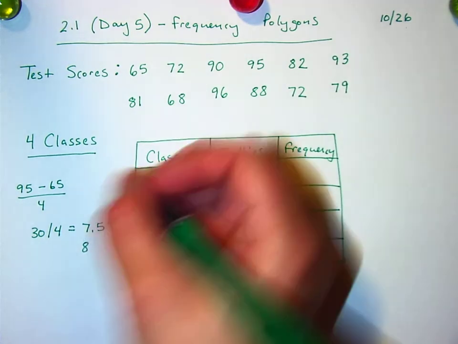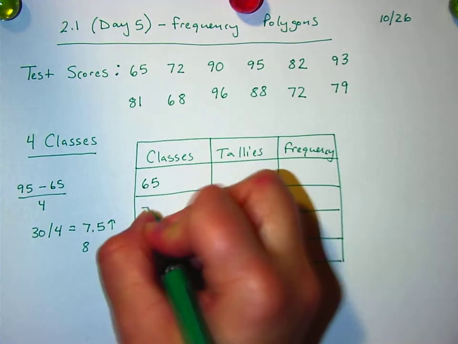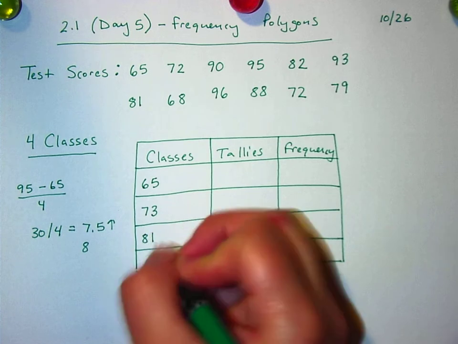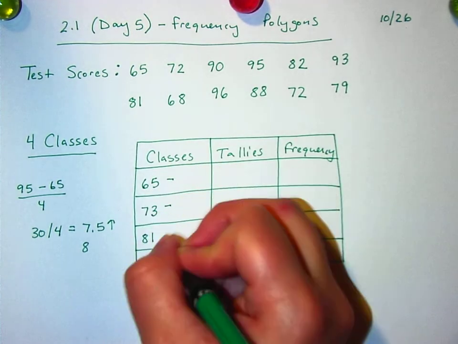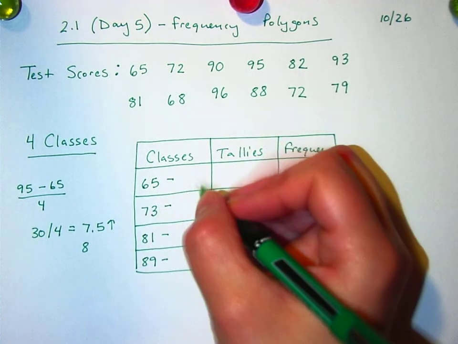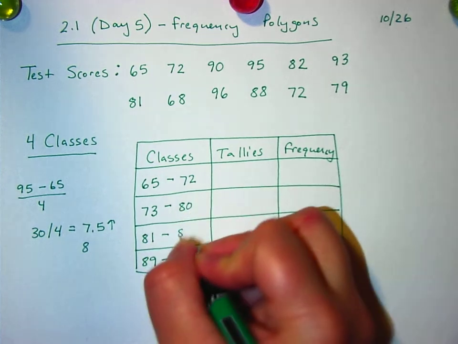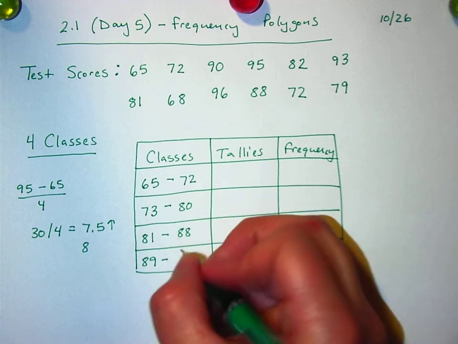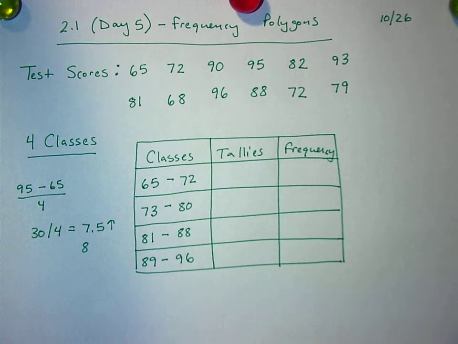All right, now my classes start with the smallest number, so we're going to start with 65, and then I'm going to add 8, which is 73, and then add 8, which is 81, and then add 8 again, which is 89. And on the right side, I'm going to fill in the other half, so the number that's right before 73 is 72, this one's 80, this one's 88, and notice these are also jumping by 8, so if I add 8 to 88, then I get 96.